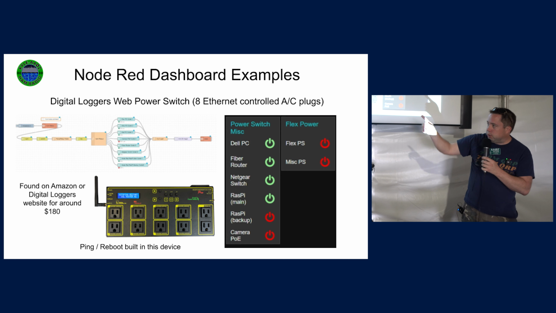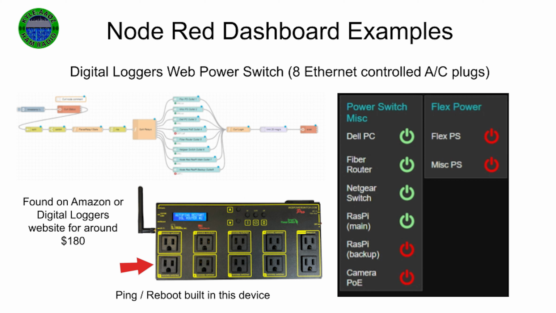So here is an example. Remember this guy? This is that Digital Loggers Pro. Here's the flow that you can download off the internet, and here's the dashboard that comes with that flow. So you buy this, you put an IP address on this, and then you download that for free off the internet. I'm going to show you where. And then it displays this, and you can customize your different ports there. And then you're up and running with an AC switch that's got 6 ports, and you can turn things on and off.